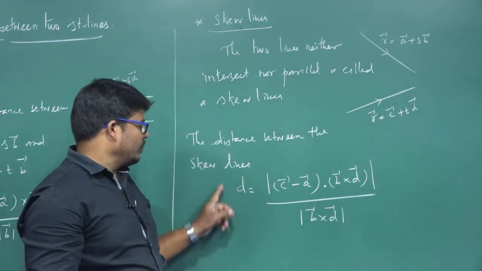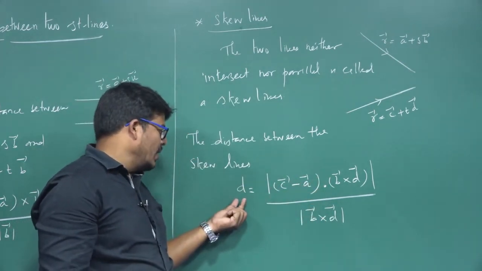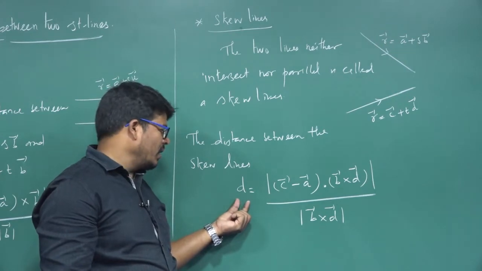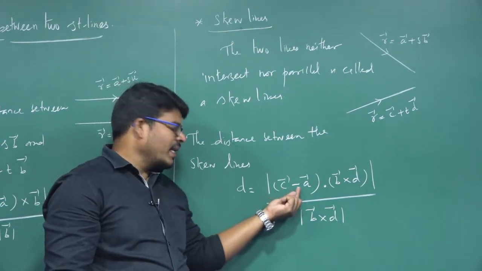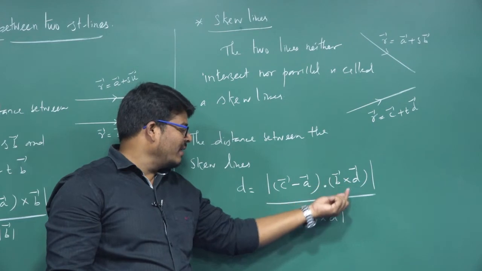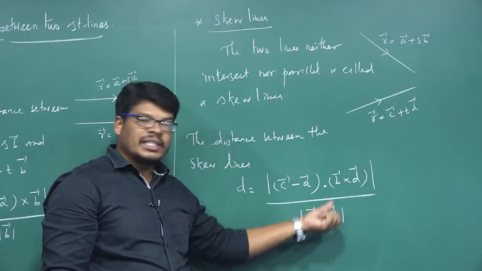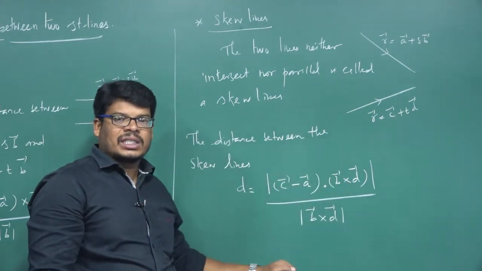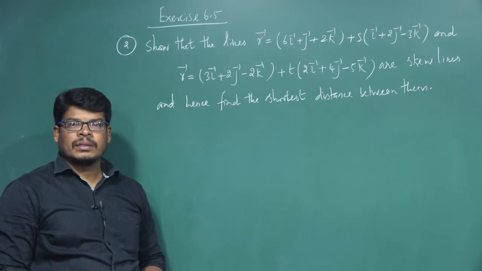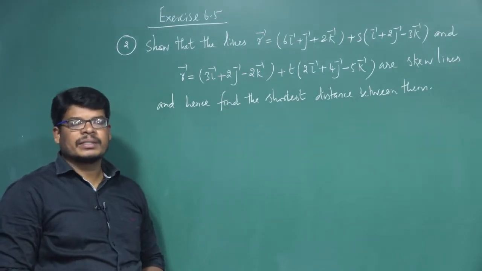This is the shortest distance between skew lines. d equal to modulus of c vector minus a vector dot b vector cross d vector by modulus of b cross d. Now discuss exercise problem, exercise 6.5.